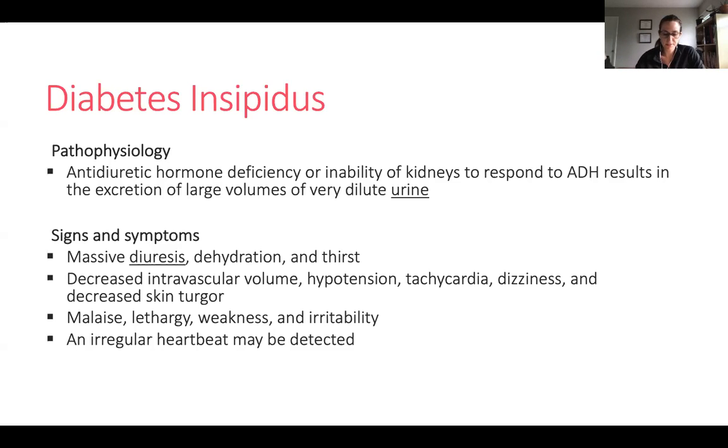So what are the signs and symptoms? The distal tubules in the kidney are not reabsorbing sufficient water, so they'll have massive diuresis, dehydration, and thirst. They'll have decreased intravascular volume because they're losing all of that fluid. So what does that mean? They'll have low blood pressure, and when the blood pressure drops, the compensatory mechanism will increase their heart rate, so they'll have tachycardia, and they'll have dizziness. So hypotension, tachycardia, and dizziness are the classic symptoms of diabetes insipidus. Remember that. They can also have lethargy, malaise, weakness, and irritability.